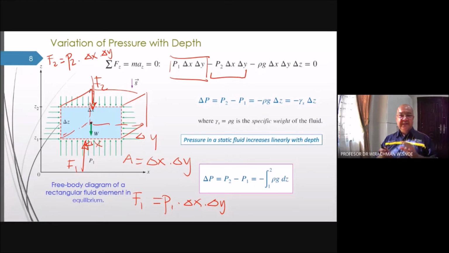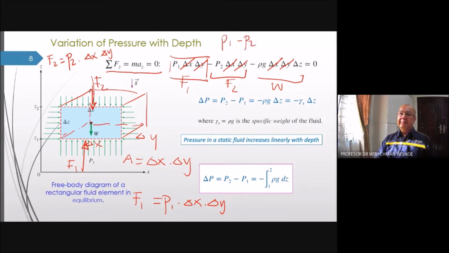This piece of fluid is in equilibrium. It means the sum of forces in the Z direction is 0. We have F1 directed upward, minus F2 directed downward, minus W directed downward, equal to 0. We cancel delta X. We cancel delta Y. Then you have P1 minus P2 minus rho g delta Z equal to 0. Or, I will write here, P2 minus P1 equal to negative rho g delta Z.